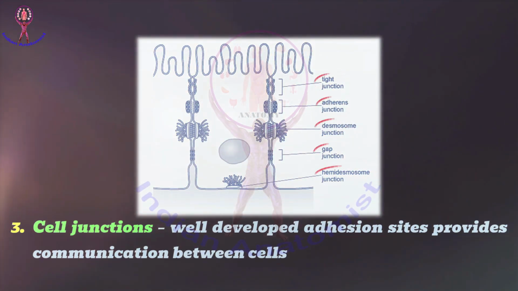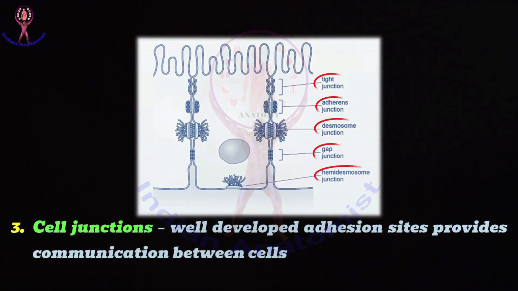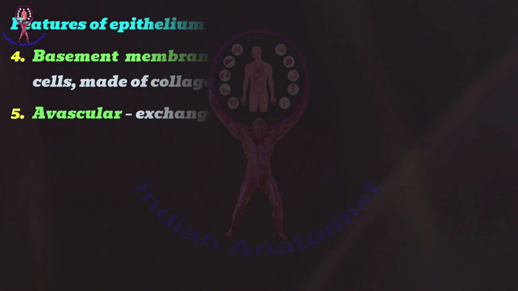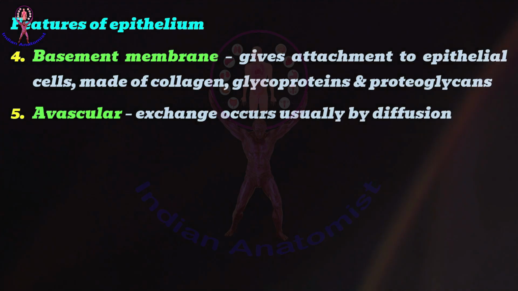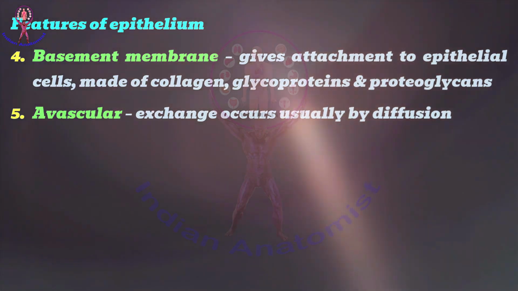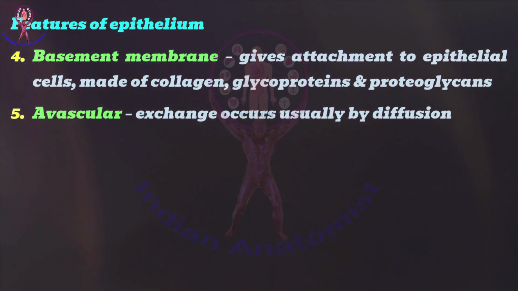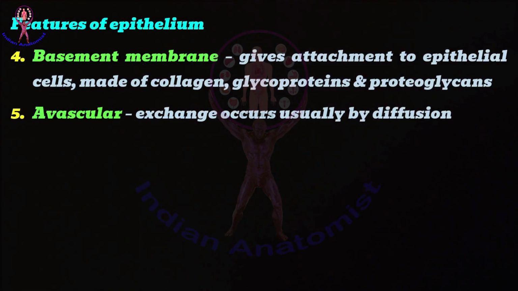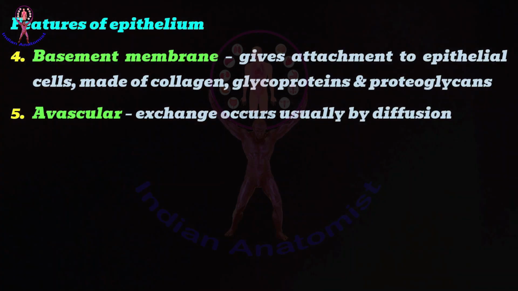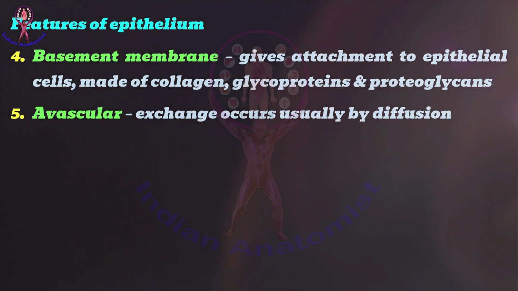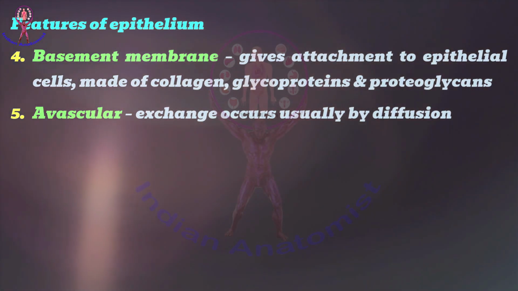Number 3 is cell junctions. Like any other tissues of the body, the epithelium also has well-developed adhesion sites that allow epithelial cells to communicate with each other and metabolites to be transported. Number 4, the basement membrane. It gives attachment to epithelial cells. It is made of collagen fibers, glycoproteins, and proteoglycans.